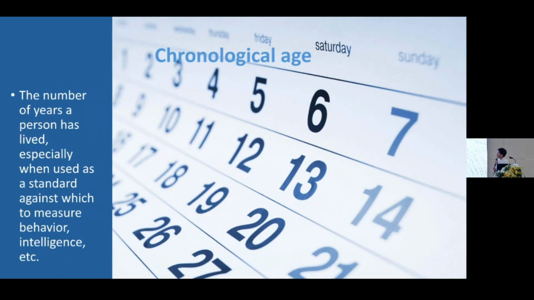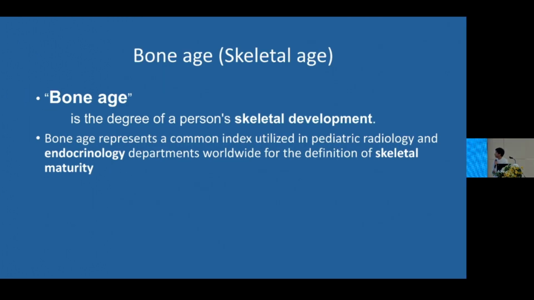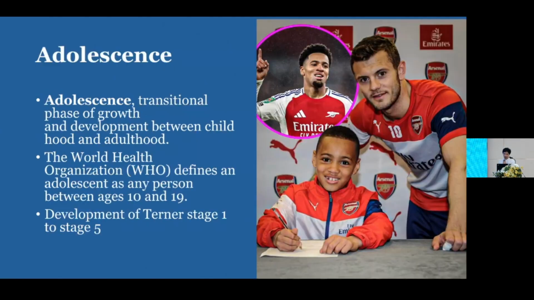First, term and definition. We should know what these mean. The chronological age is the number of years that a person has lived, or age from the calendar. The second word is bone age, or skeletal age. Bone age is the degree of the person's skeletal development, defined as skeletal maturity. It can be the same as the chronological age.